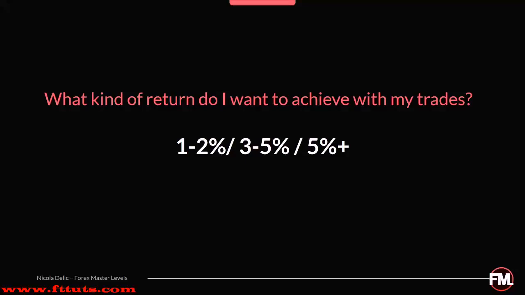The next question you need to ask is, what kind of return do I want to achieve with my trades? Maybe 1 to 2% for each trade, or 3 to 5%, or more than 5%. This is also a crucial part when you are looking to select the currencies that you want to trade. Like we said, each pair moves differently. So if you are looking to get 1 to 2%, definitely you don't need to select some stronger mover. So your risk can easily be at that lower portion.